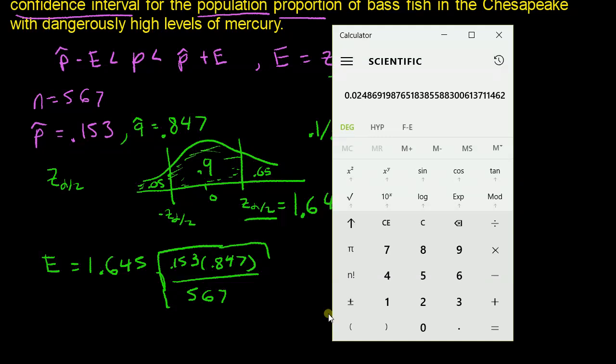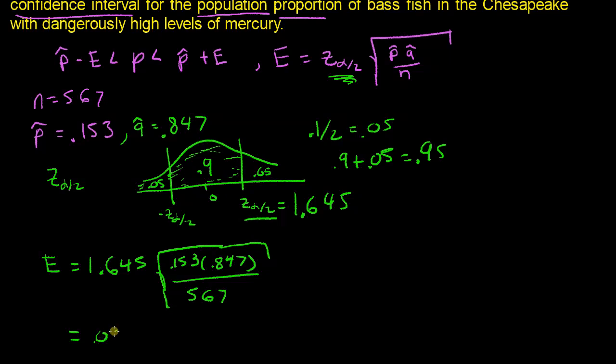0.0249 looks like, because that 8 is going to round up because of the 6 that's after it. So 0.0249. Okay. All right, great.